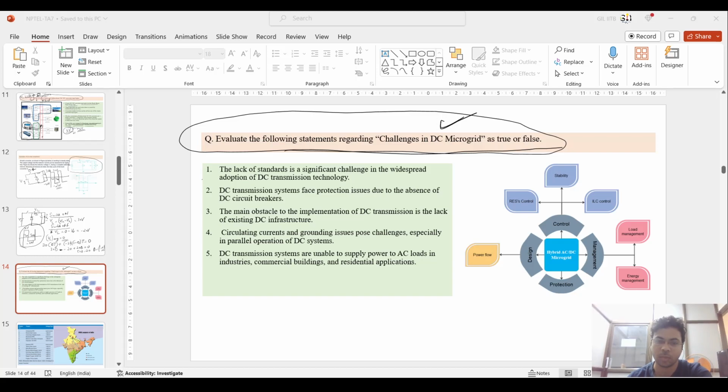Any answers? Just read the statements. You can feel the genesis of the question. Okay, Ankit is saying 2, 3, 4, 5 are the challenges. Okay, thank you, Ankit. Anybody else want to try? Devendra, Rajni?